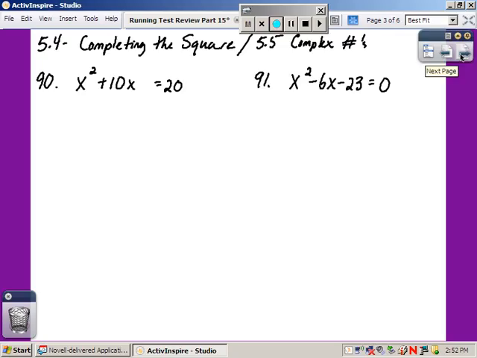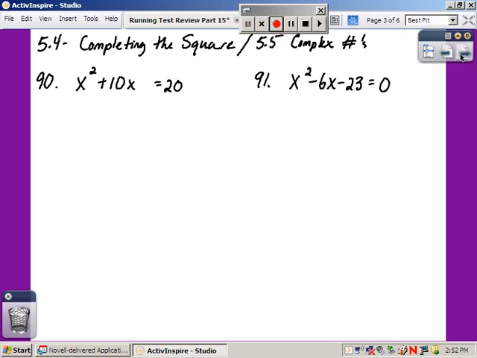Alright, so if general factoring doesn't work, then you get what we did in section 5.4, which is called completing the square. And I put 5.5 with this because if you happen to get an answer that deals with a square root of a negative somewhere, you're going to be doing the stuff we learned in section 5.5 about imaginary and complex numbers. So really, these two things kind of go together.